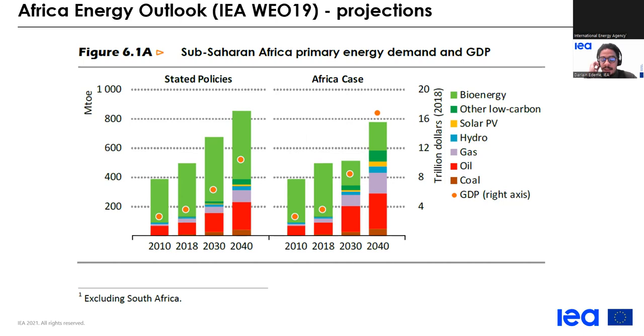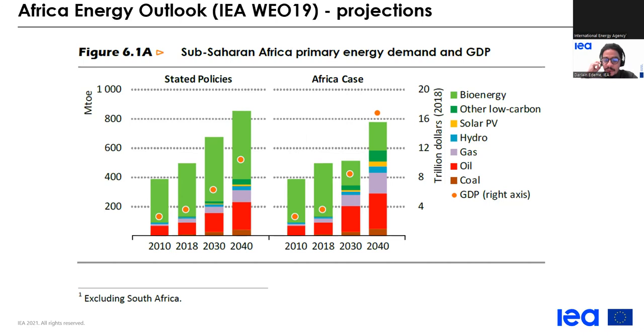As I said, you have in orange the GDP. So you can see a consistency between the growth in the GDP and the primary energy demand in the left chart. But if you look at the right chart, we have the Africa case, in which the GDP is increasing even more with respect to the stated policy. The goal of the Africa case is pushing the development of the sub-Saharan Africa region even more than the currently in place policies.